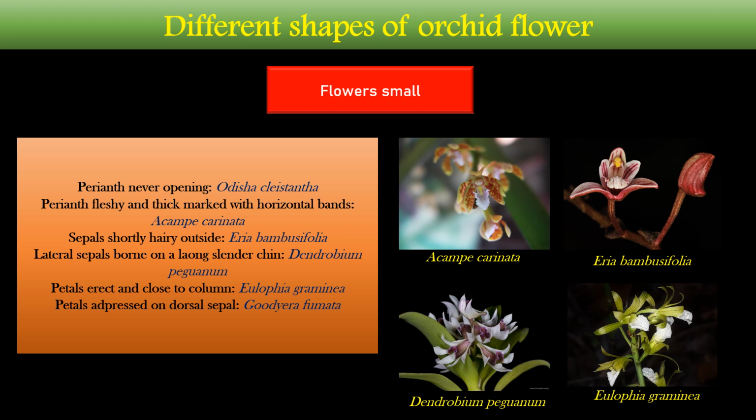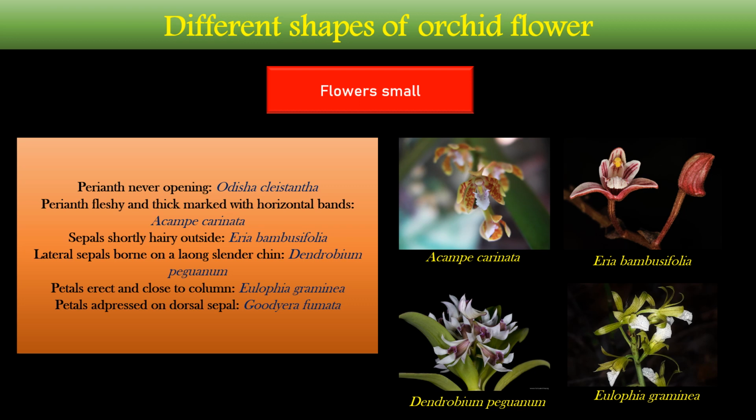Then comes to our sepals shortly hairy outside, that is Arundina bambusifolia. So then comes to our lateral sepals borne on a long slender chin, that is Dendrobium peguanum. So as you can see in the picture, it has a very prominent type of flower structure. So for that you can also identify this particular species.